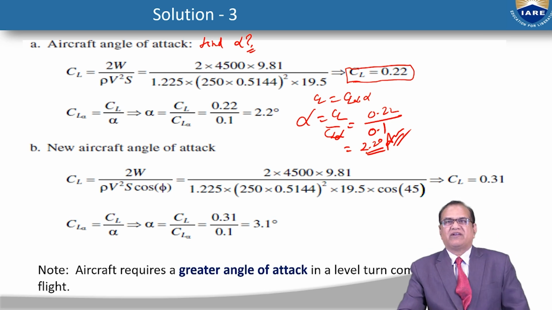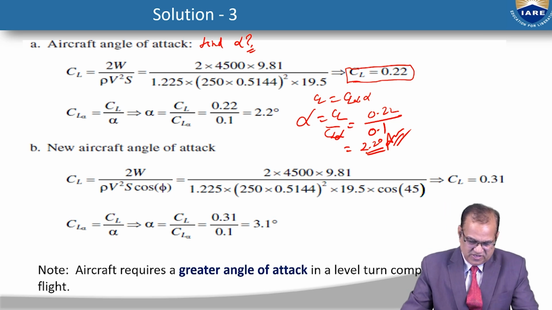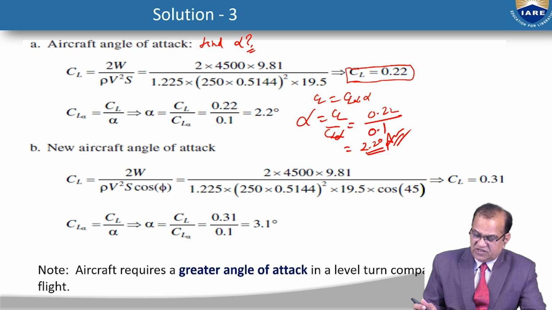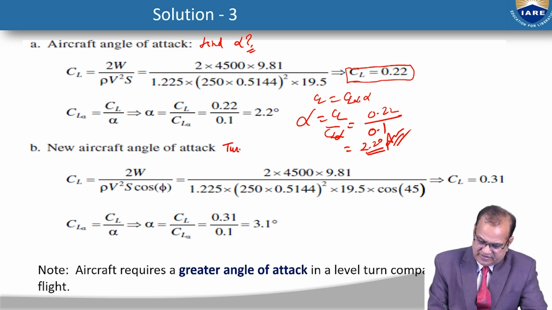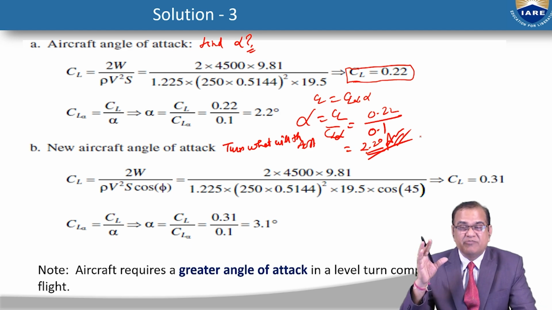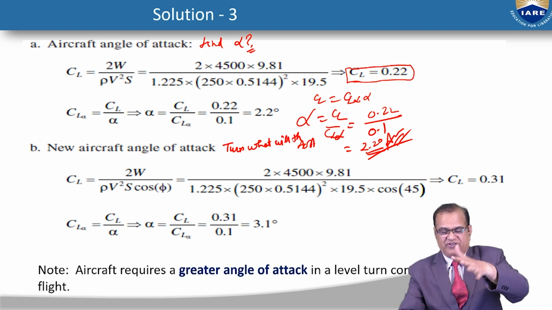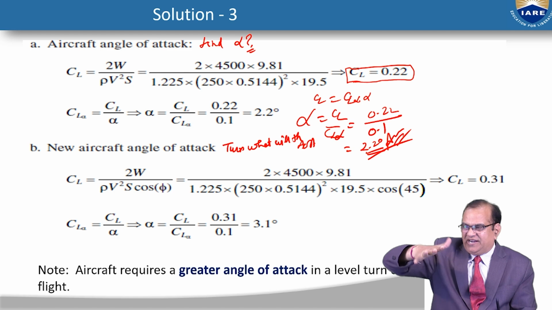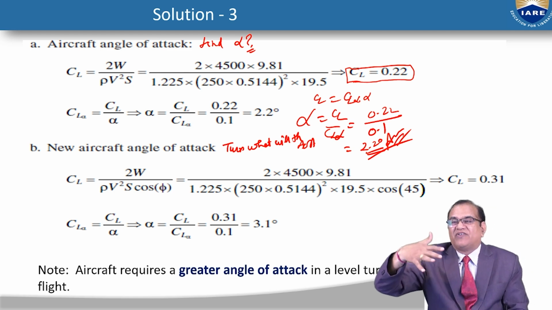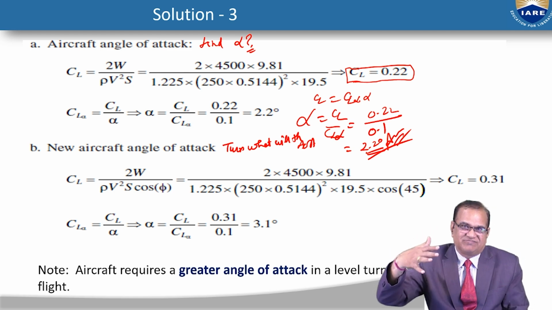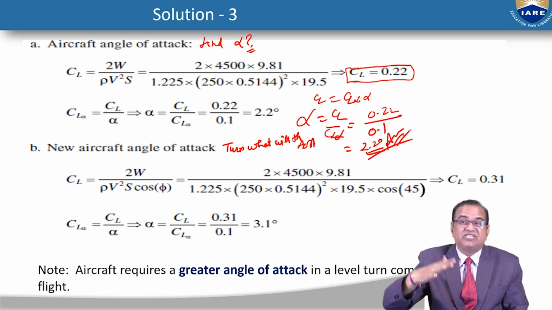So now the new aircraft angle of attack. If we turn, what will be the angle of attack? Is it more or less than this? That is the important question. So we are turning 45 degrees. The aircraft is moving like this and turning 45 degrees. How much angle of attack will your aircraft experience? Is it increasing or decreasing?